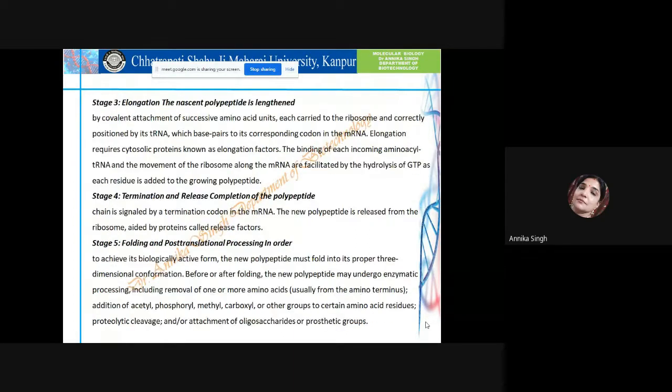So we have already talked about the different steps of protein biosynthesis, and protein biosynthesis occurs in 5 different steps. The first step is activation of amino acid. Second step is initiation of the messenger RNA. Third step is elongation. Fourth is termination and release of polypeptide. Fifth step is folding and post-translational modification or processing.